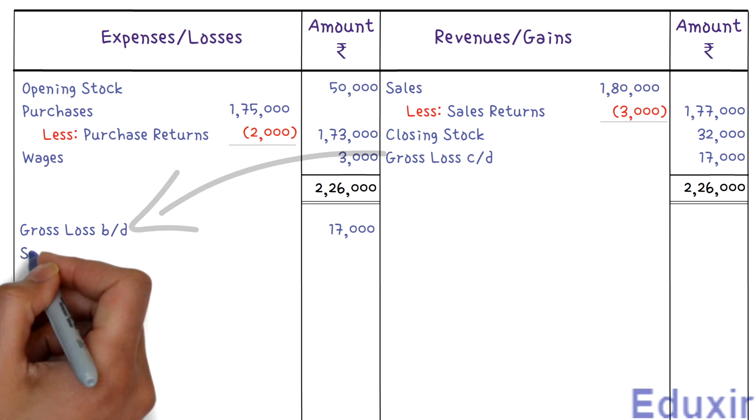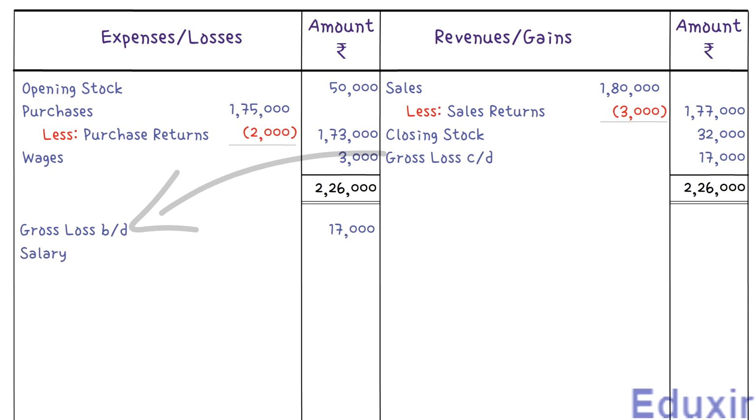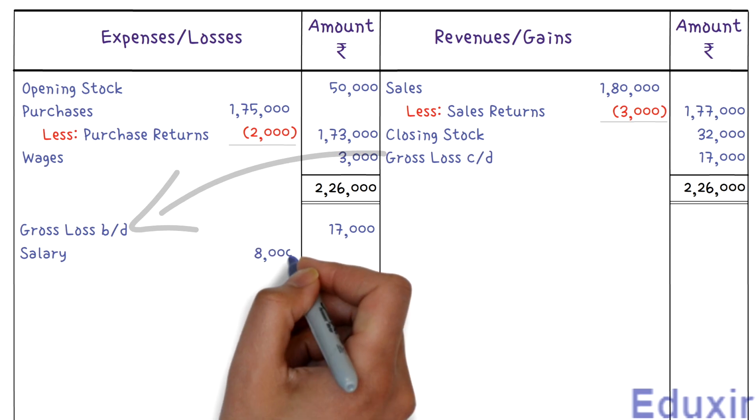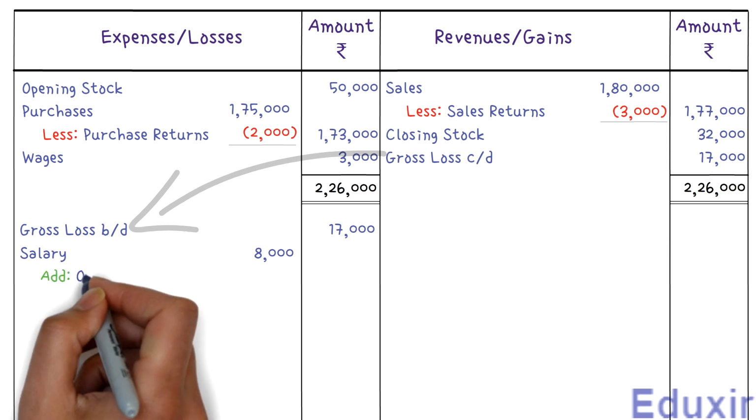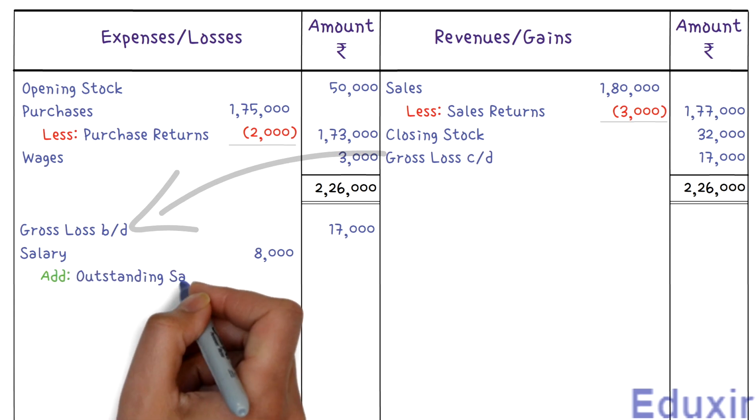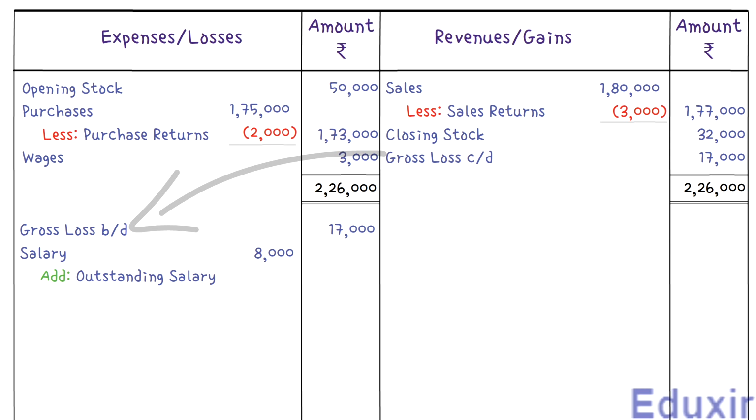Let's first write the salary on the expenses side. The corresponding salary amount is 8,000 rupees. Now, as we have already discussed, we need to add the outstanding salary to the existing salary amount. Let's then write the corresponding outstanding salary amount of 1,000 rupees.